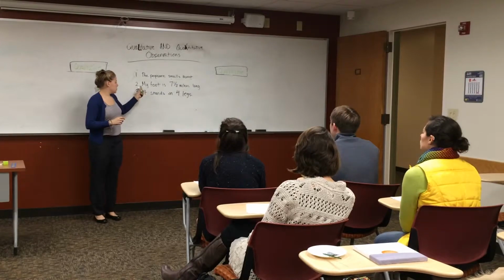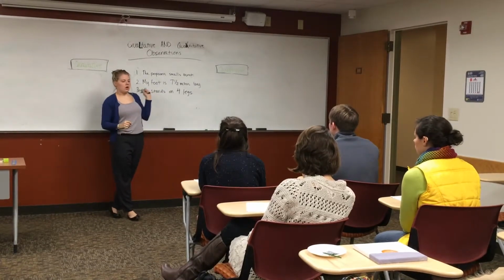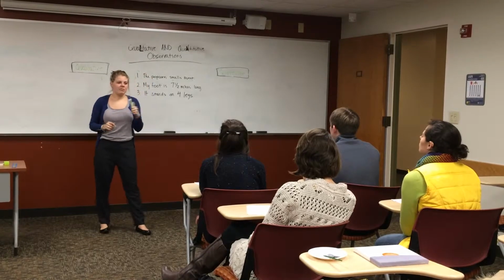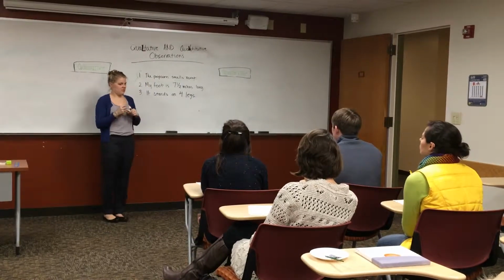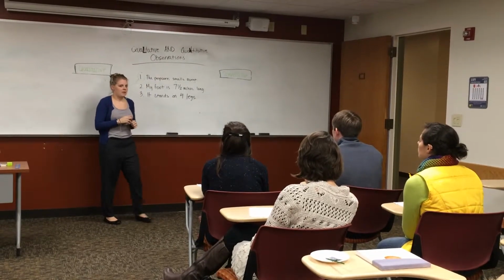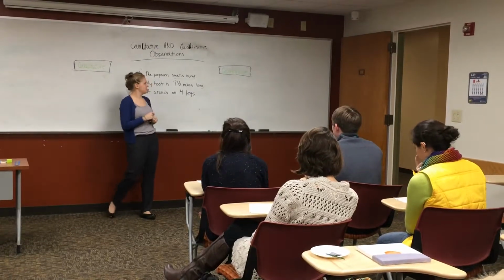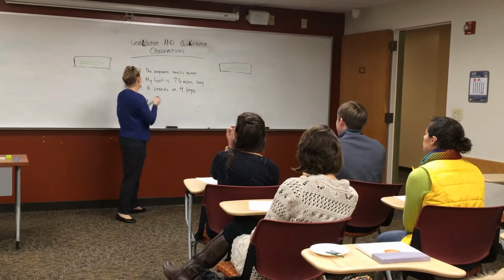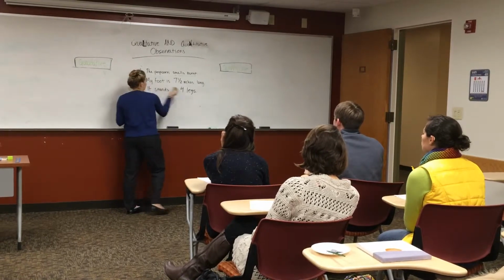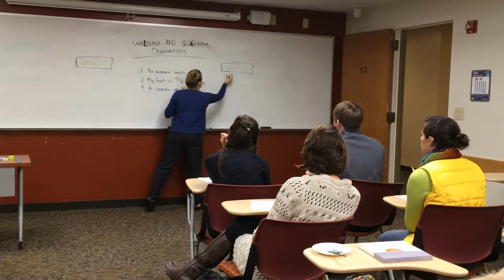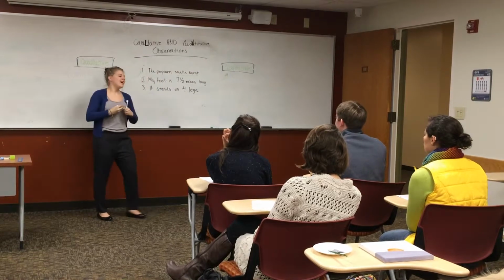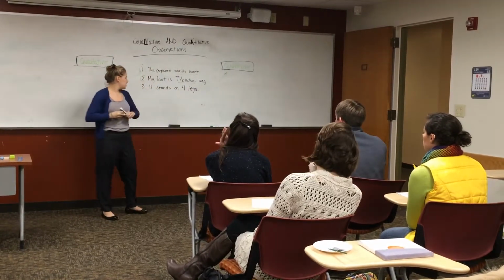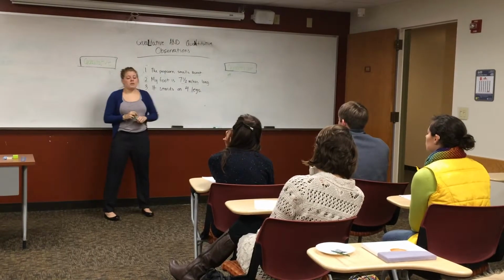All right. Number 2. My foot is 7 inches long. Take a few seconds, think about it, and can I have a volunteer to give me their answer on this one? Joe. Quantitative. Great. Why do you say quantitative? Because you're measuring your foot. It's a number. Exactly. So we're using units of measurement to describe our object.